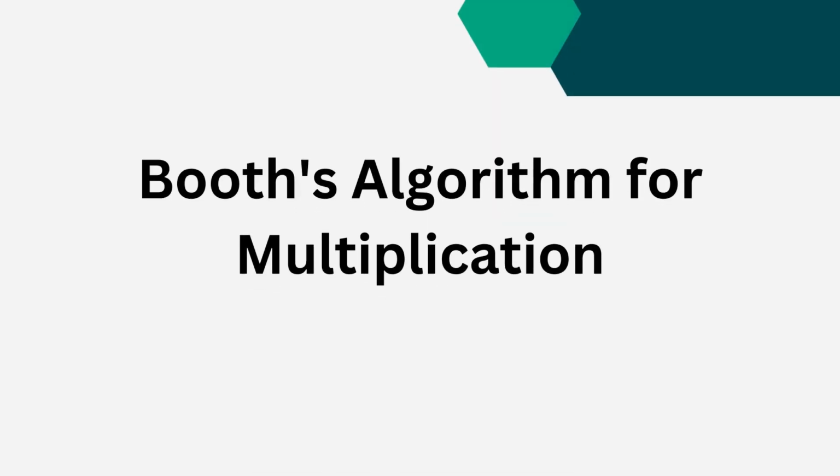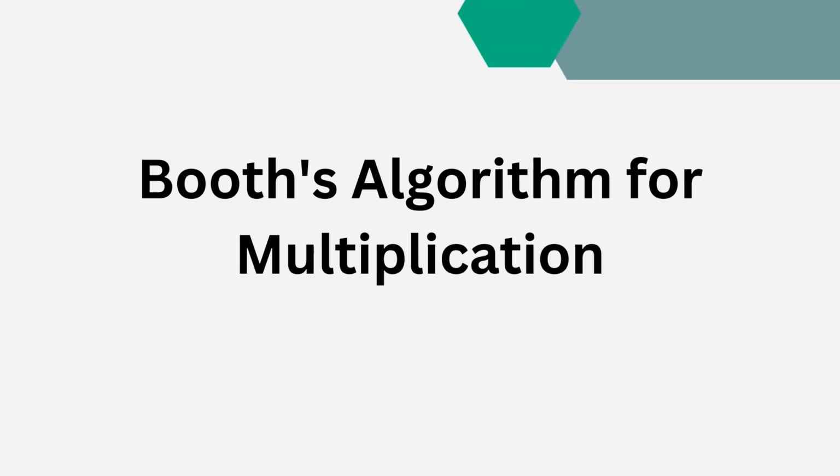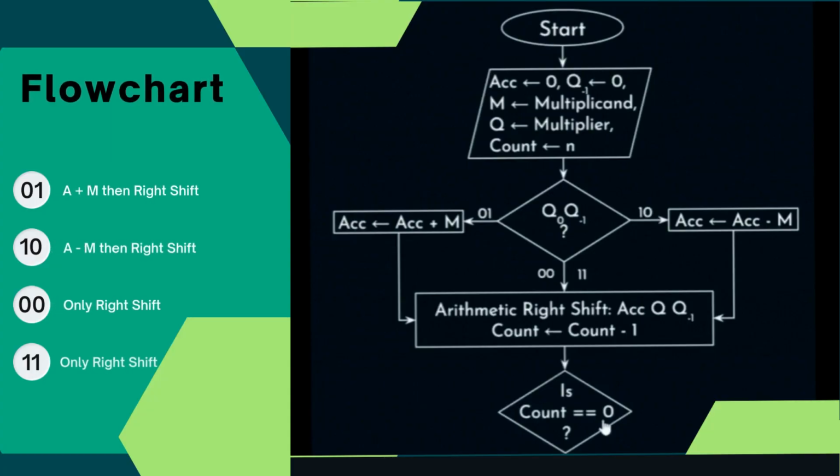Let's learn about Booth's algorithm for multiplication. Before going directly to the example, we have to learn about the methodology and algorithm for Booth's algorithm. So this is the flow chart for Booth's algorithm. We have to start from the basics: in the accumulator we initially store 0, and in a flip-flop named Q minus 1 we store 0.